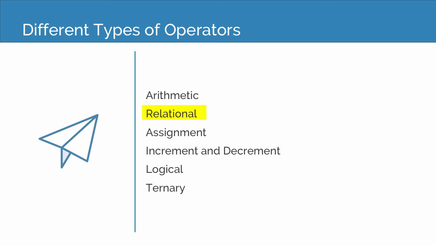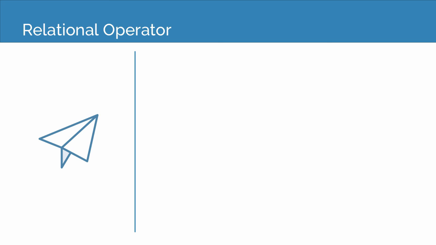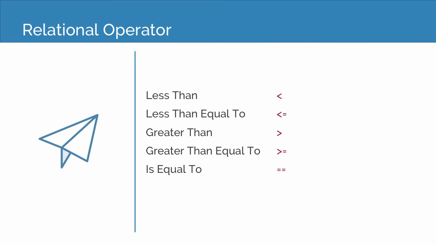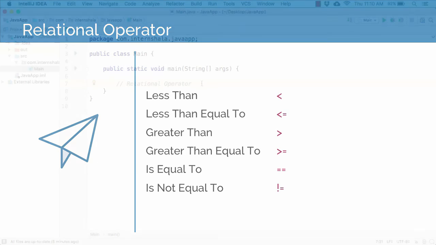Let us now proceed and check out the relational operators in Java. So first of all, what are the various types of relational operators? The very first one is the less than operator. And then we have less than or equal to, greater than or equal to, is equal to, and at last we have the is not equal to operator. So all these operators can be called comparison operators that will help you to compare two numbers, two variables or some data. So how to use all these operators, let's check it out.